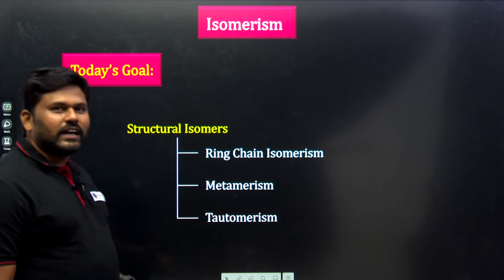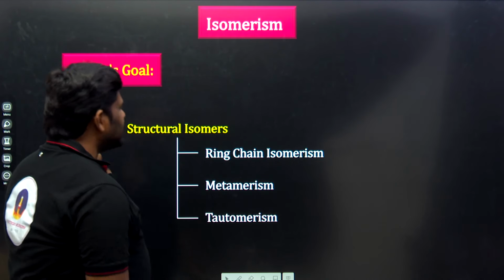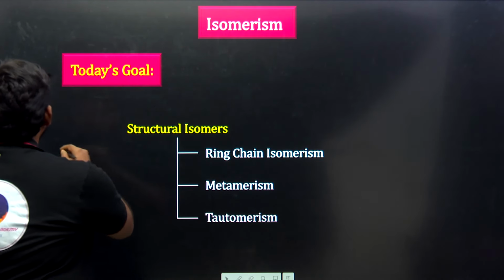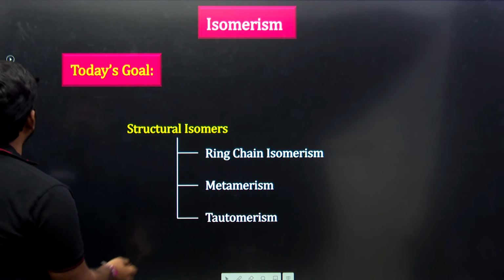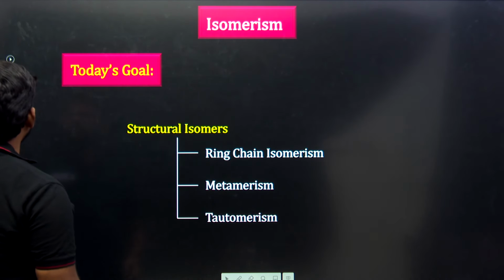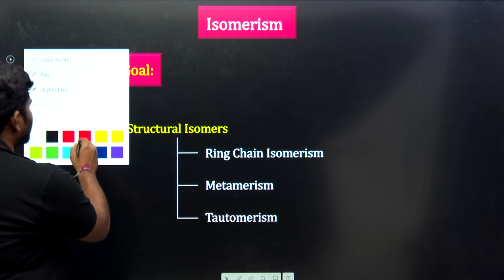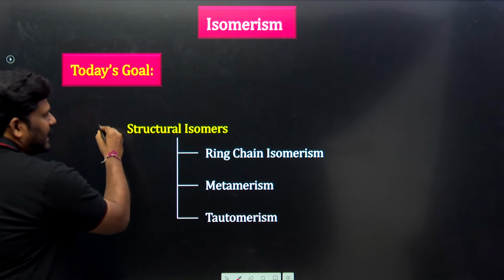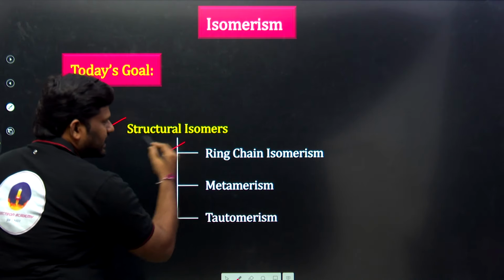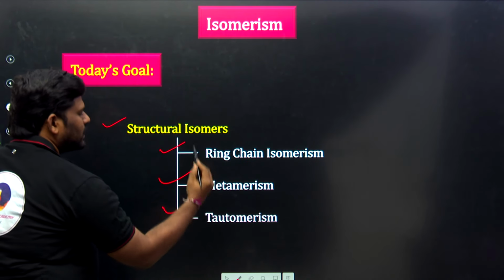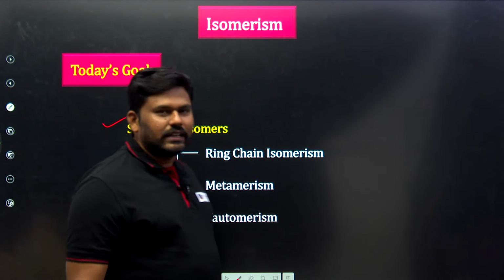So what is today's goal? Today's goal is structural isomerism. In structural isomerism, ring chain isomerism, metamerism, and tautomerism, these 3 we will learn in this session.